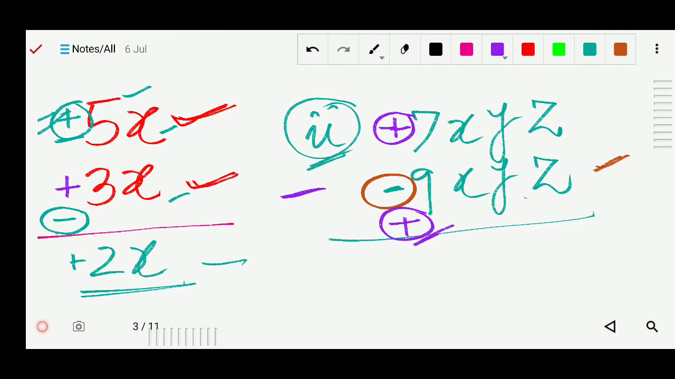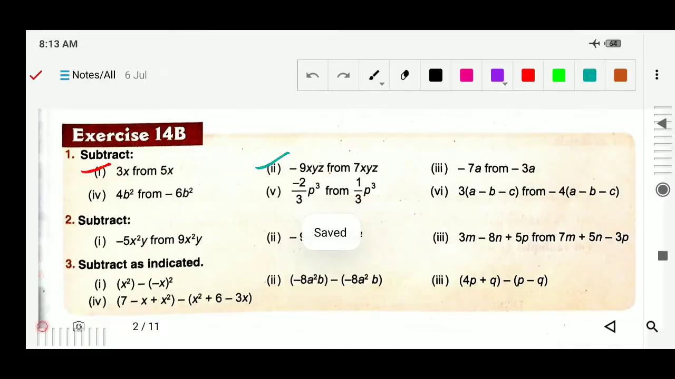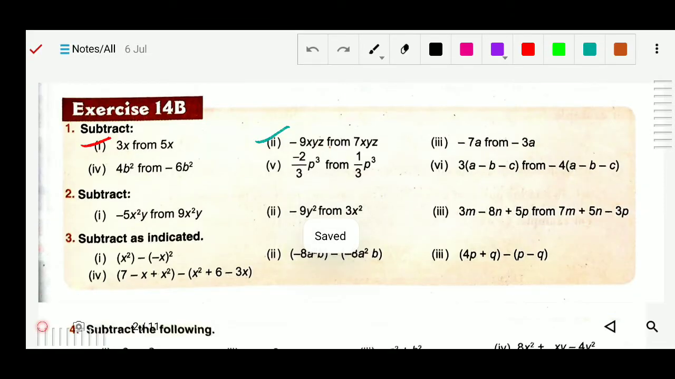Now we will see only these two signs, we will not see this sign. It is changed already, so plus plus plus, so 9 plus 7 is 16, and this variable part we write the same. There is a plus sign before the greatest number, so I will use that plus sign, so the answer is 16xyz. So likewise we have to do. Okay, let's solve number 5.